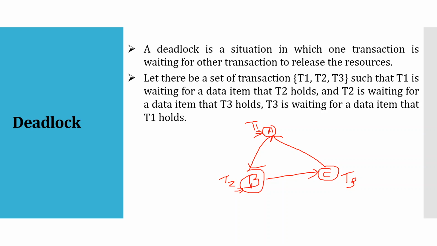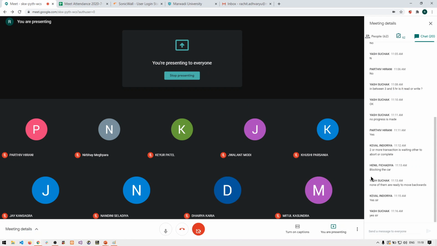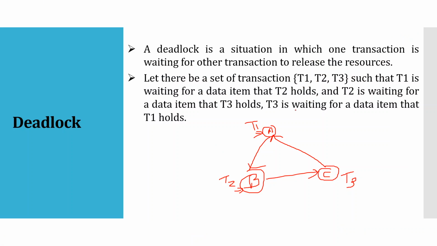So again you can see T1 has A but wants B, already held by T2. T2 is holding B, it wants C, held by T3, and T3 is holding C and is willing to have A but it is already held by T1. So each of the transactions is in a waiting position for some other transaction's resource, right? So this is what a deadlock is. None of the transactions will be able to perform its operations. Clear with this diagram, everyone? Any doubts?